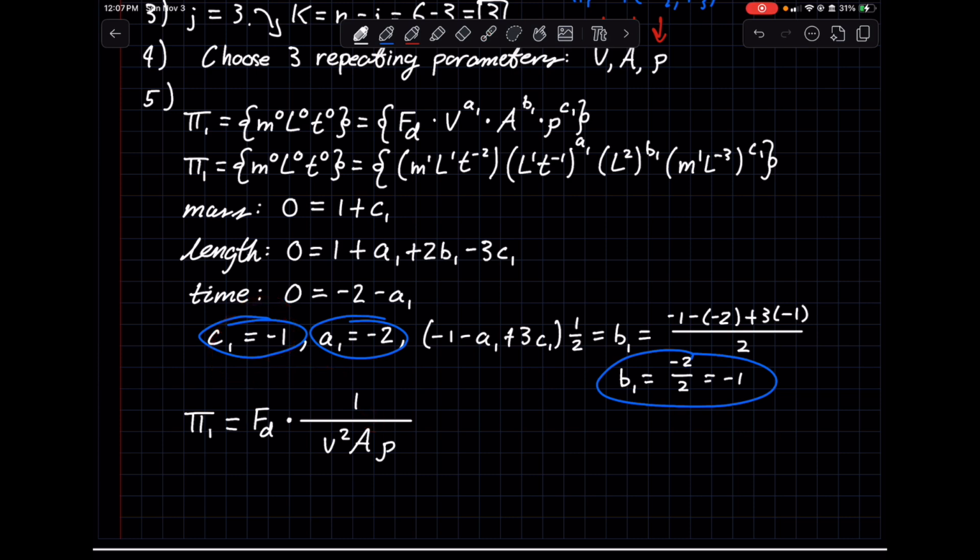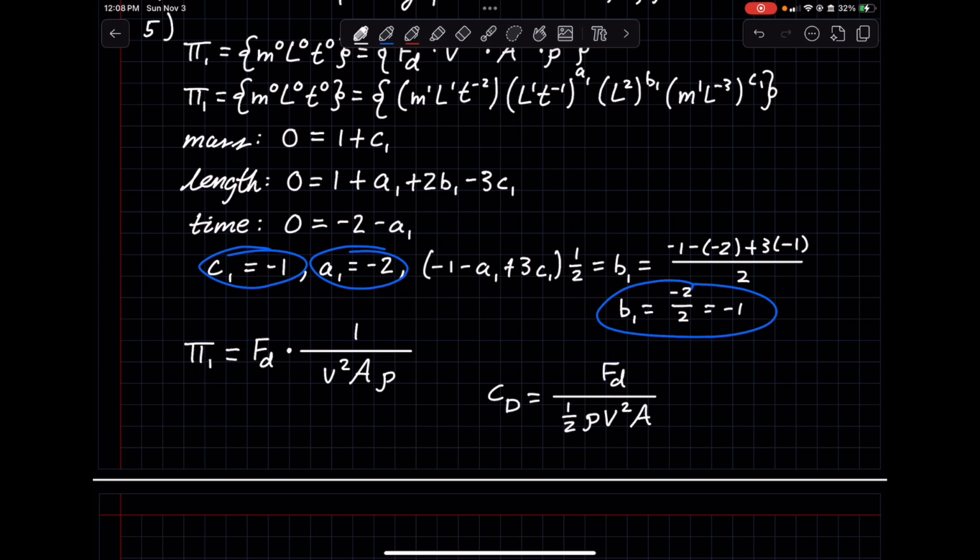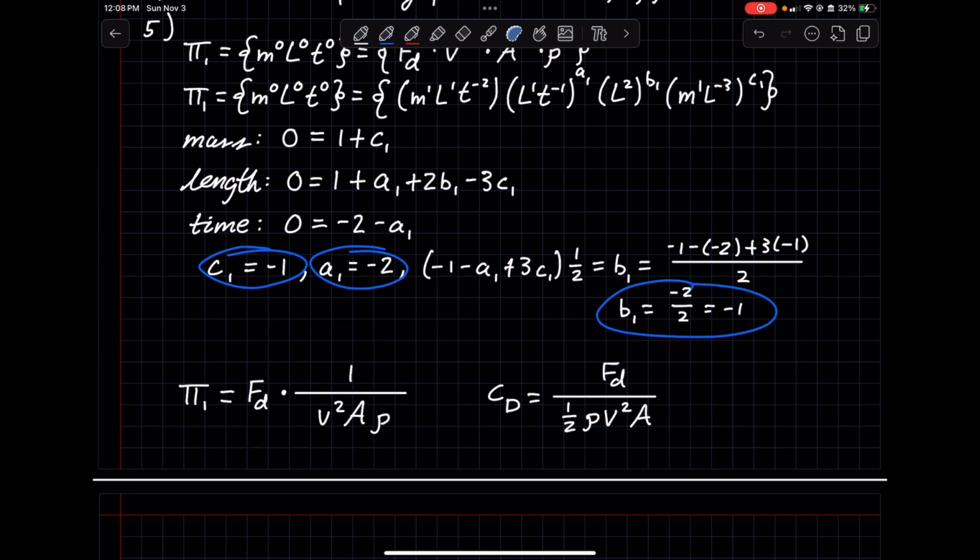So pi 1 is actually really similar to the coefficient of drag. And the coefficient of drag, if you recall, is the force of drag over 1/2 rho v squared a, where a is some kind of cross-sectional area, which in this case we have. And what I'm going to do is move this just a little bit down here and say that pi 1 is going to be equal to my coefficient of drag.